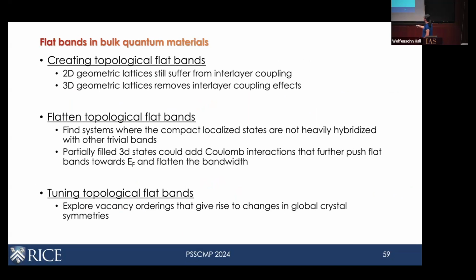So we can think about creating topological flat bands in bulk by starting with geometrically frustrated lattices that form as sublattices in bulk materials. The next step is to find systems where these flat bands are not heavily hybridized with other trivial bands, as I've shown you in the case of the spinel copper vanadium sulfur. And then we can also think about systems with partially filled 3D states that could give additional Coulomb interactions that further renormalize the flat bands towards the Fermi level. And then we should explore other things like vacancy ordering that can give additional ways to create topological flat bands not captured currently in these databases.